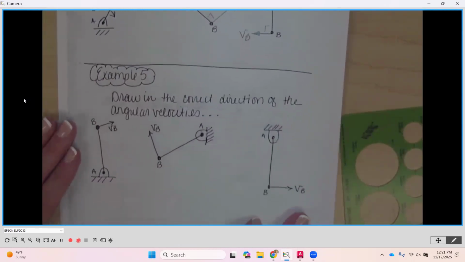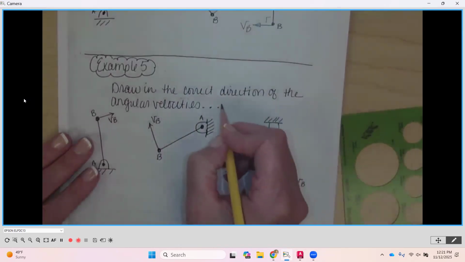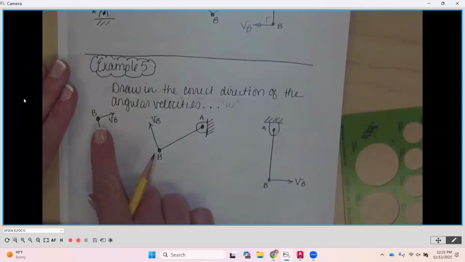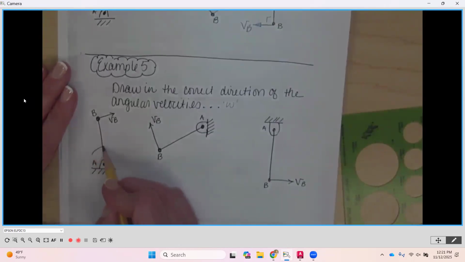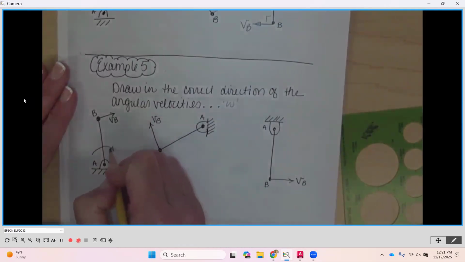Then let's draw the correct direction of the angular velocities here. So angular velocities are going to be our W's, right? And in this case, we're given the velocity of B in each case. So go ahead and draw your W's with your arc, showing it going clockwise or counterclockwise for each one of these cases. And I'll put mine here too.